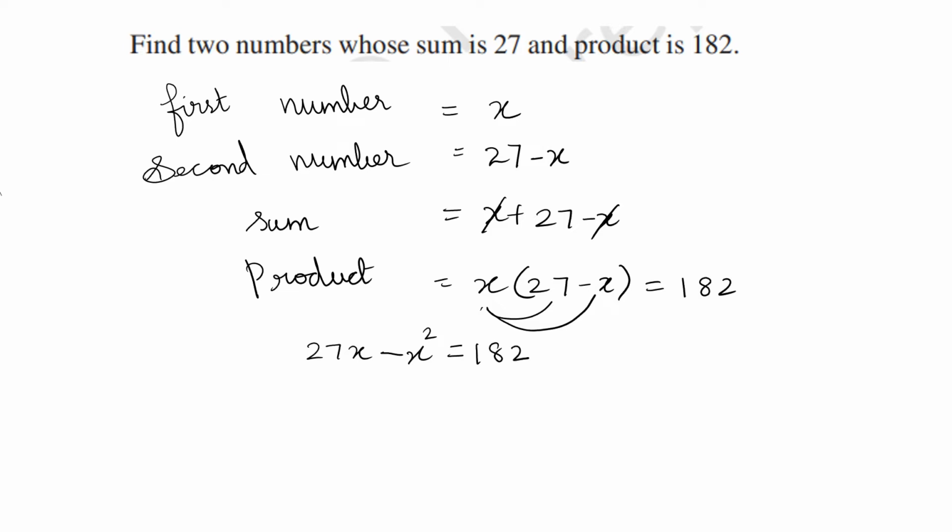We do not want the x square in minus, so I am going to take that to the other side. So I will take x square minus 27x plus 182. As there is nothing on the left hand side, I am going to put 0. We can rewrite this as x square minus 27x plus 182 equal to 0. Solve for x by the formula method and find out x.